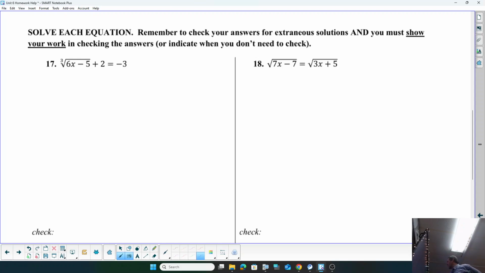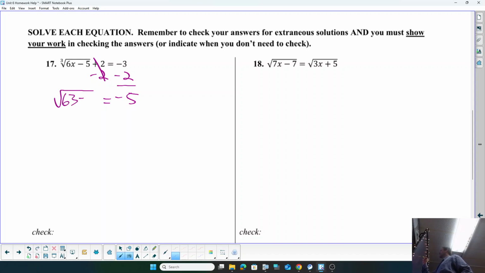So thanks for watching. Here we are on number 17. So we're doing a third root power. So how do we undo the third root, right? So first we got to isolate the radical. Remember, isolate the root. So we're going to go ahead and minus 2 to the other side. So we get negative 5.